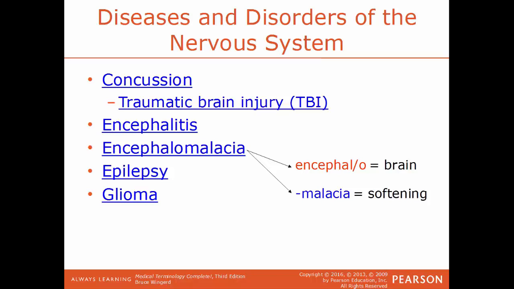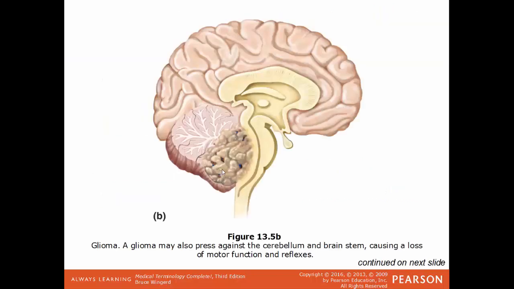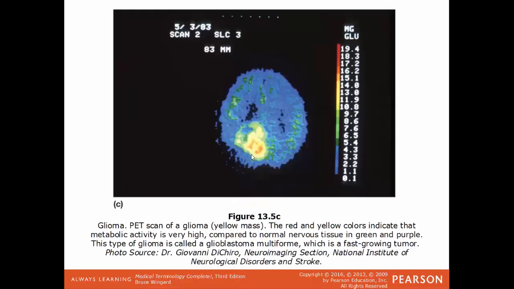Epilepsy, this is a neurological disorder that is marked by recurrent episodes of having a loss of consciousness, convulsions, and abnormal electrical activity within the brain. Glioma, this is a malignant tumor found in the glial cells. These are the supporting cells of the nervous system. If that were to happen here in the cerebellum, it could get so large where it can actually press against the brainstem, which would cause an impairment of the reflexes and also of motor function. Alright, in this image we have a PET scan of a glioma. The normal brain activity is in that green and purple color, but this big yellow mass here is the tumor.